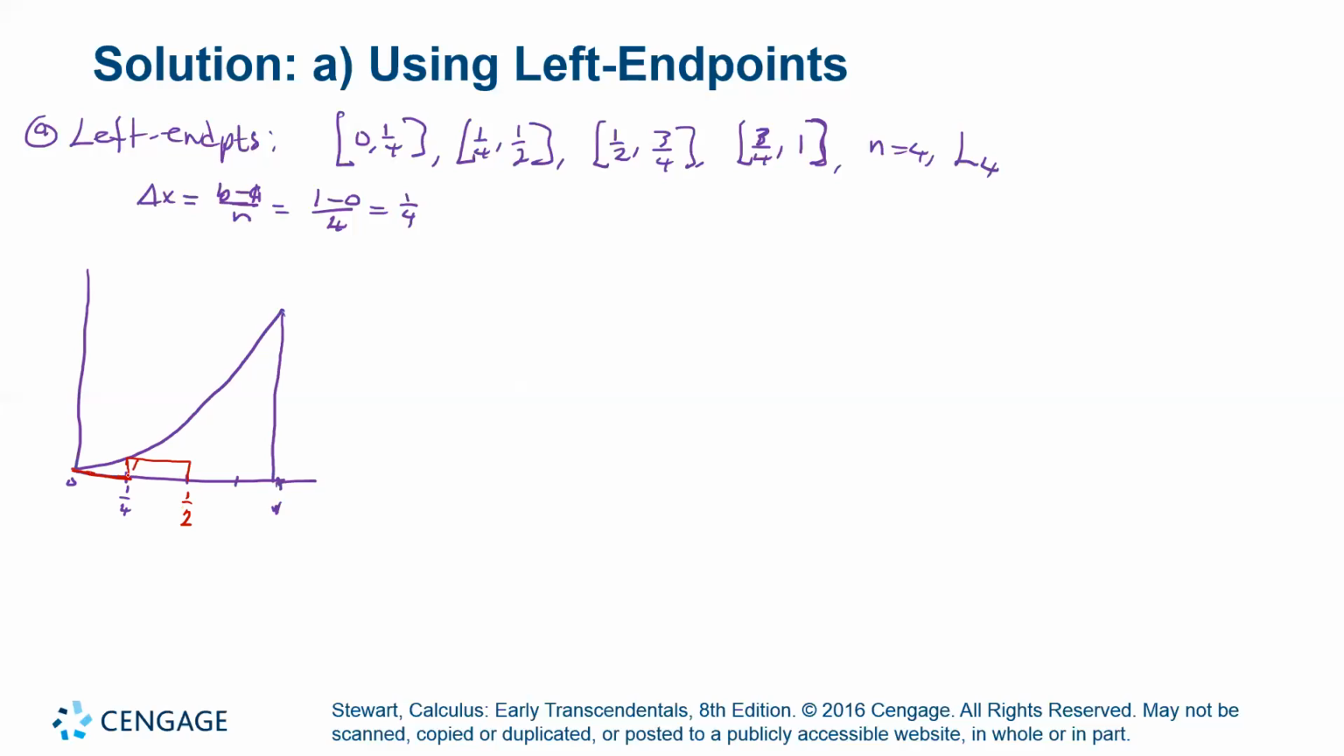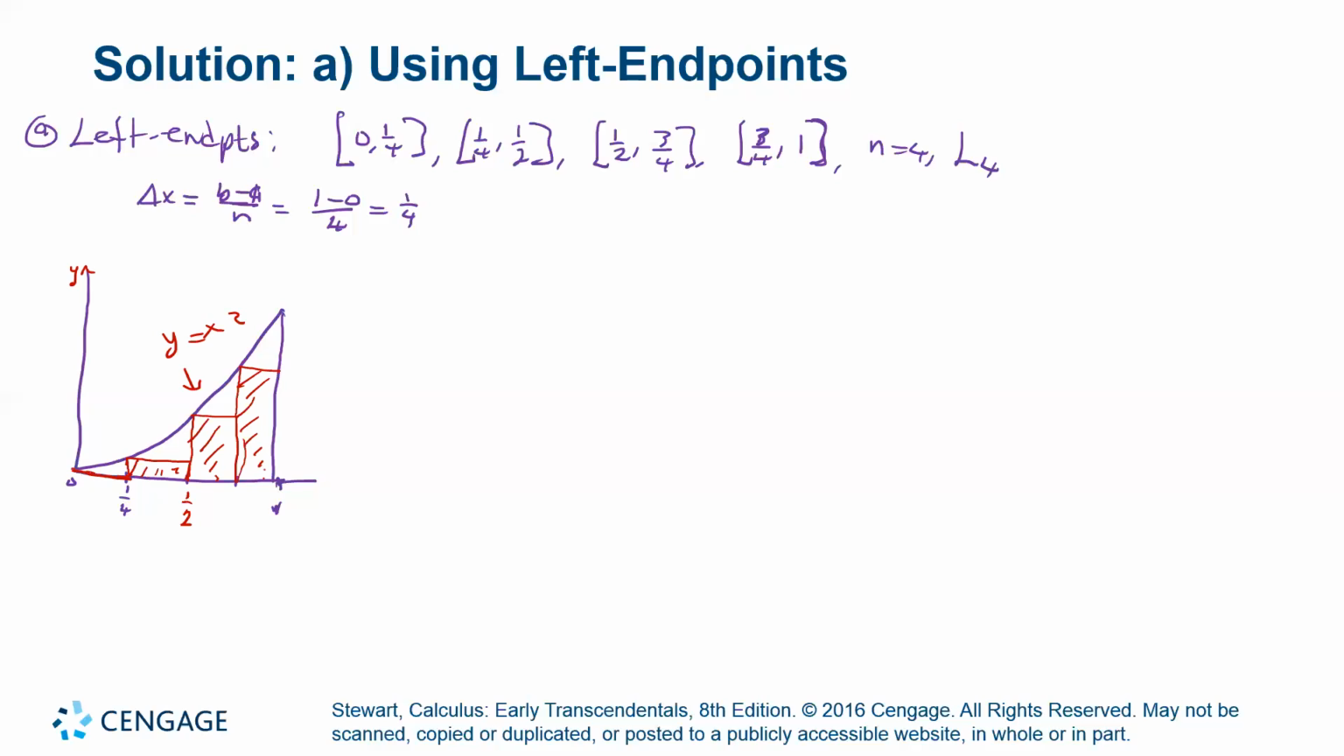And that gives me this rectangle. Now consider 1/2 to 3/4. The left endpoint is 1/2, so where it meets, we'll draw and get this rectangle. And then the last but not least is between this and that. So the function, my y, is equal to x squared. Okay, so what's my L4?